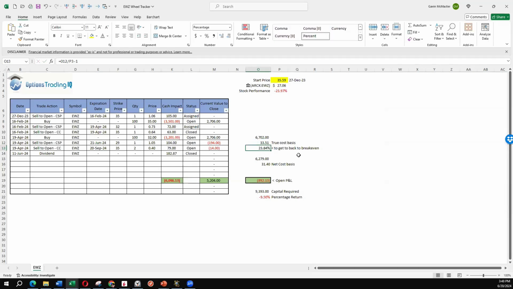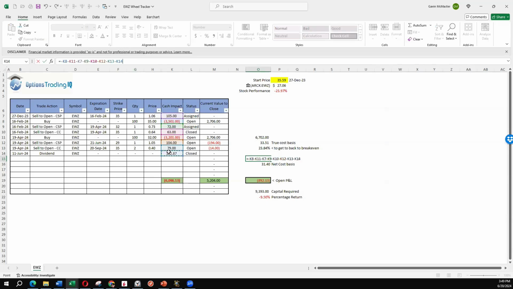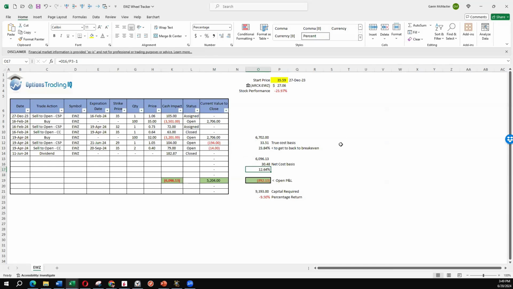Now, I will also look at the net cost basis, which is the amount that we've paid for the shares, and we'll add in all the option premium and dividends that we've received as well, divided by the 200 shares that we own. So that's our net cost basis. If the stock gets back to 30.48, we basically get back to break even on a net basis. So that is only about a 13% return is all we need the stock to rally to get back to break even.